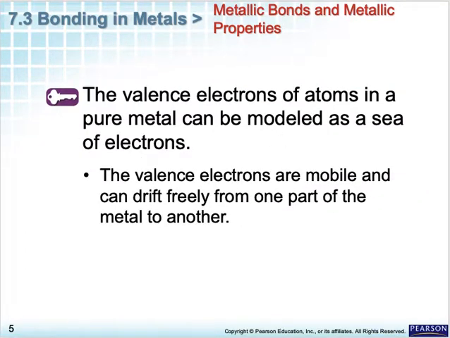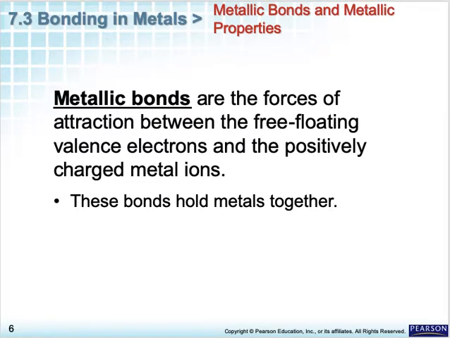Valence electrons of atoms in pure metals can be modeled as a sea of electrons. So all those electrons are actually available to any other metal atom as well, and they can move in a particular direction, which allows metals to conduct current. The valence electrons are mobile and drift freely from one part of a metal to another. And again, that's how you conduct electric current.